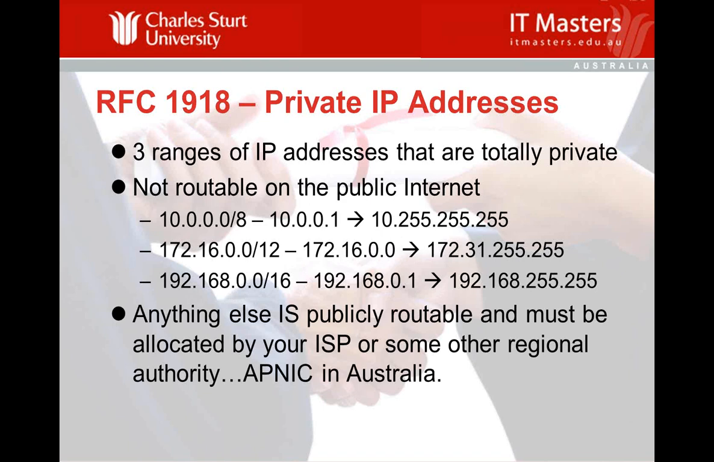Okay, anything else is publicly routable. Any other address that doesn't fit into those three categories is publicly addressable and must be allocated by your ISP or some other regional authority like APNIC in Australia, ARIN, RIPE, whoever it is, depending on your geographical area. You can't just grab a public IP address, stick it on your internet connection or your BGP and send it out. It won't work. Well, it will work, sort of, but it'll create all sorts of problems and you'll have your ISP calling you up very shortly saying, what the hell are you doing? Take that IP address off, please.